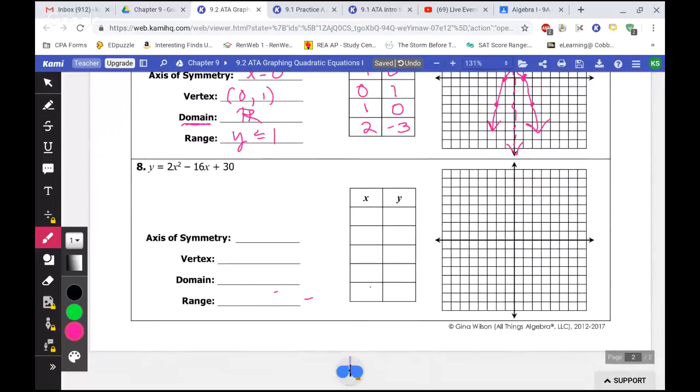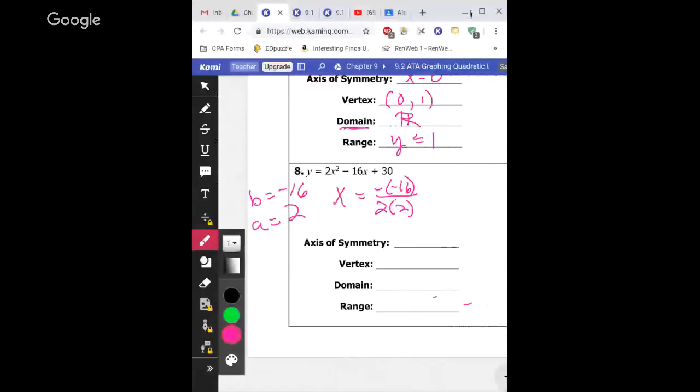Okay. What is last one? What is the B value for number 8? Negative 16. So when you plug it in and you take the opposite of negative 16, you're going to get a positive. And what is the A value? 2. Good job. So 2 times 2.